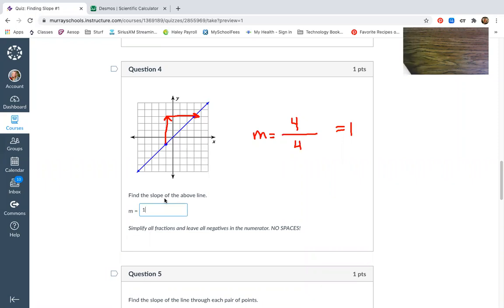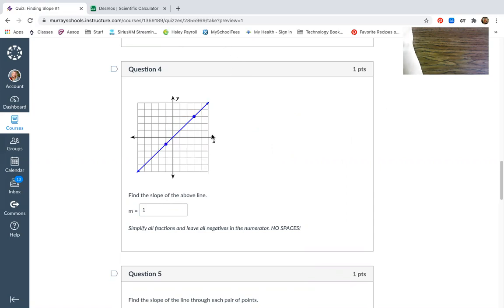Remember, if it was a fraction, you would type in the backslash button. This one's not a fraction, so I don't need to. All right, if you had typed in 4 over 4, it would mark it wrong because you need to simplify all fractions. And if you've got negatives, put them in the numerator, not the denominator, and no spaces.